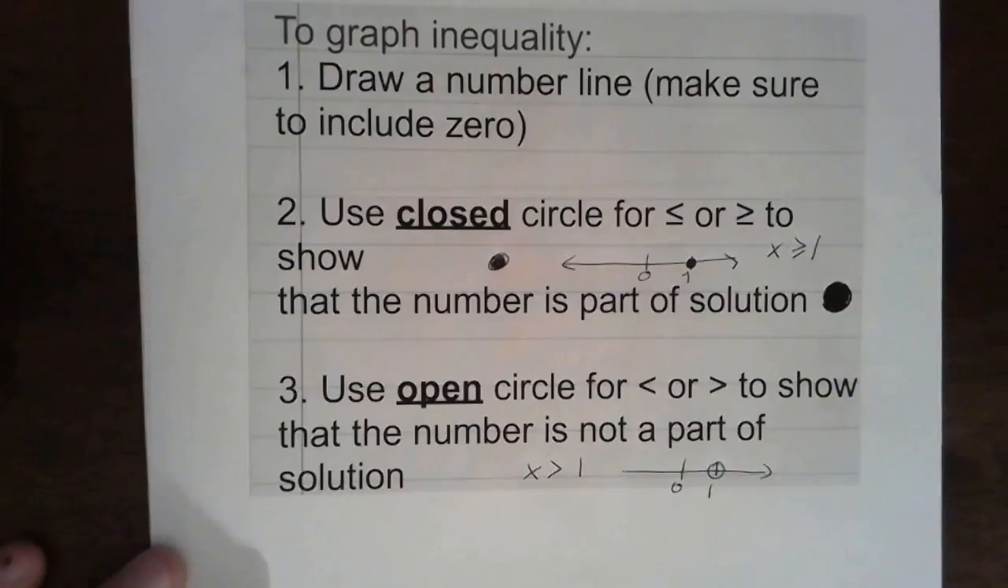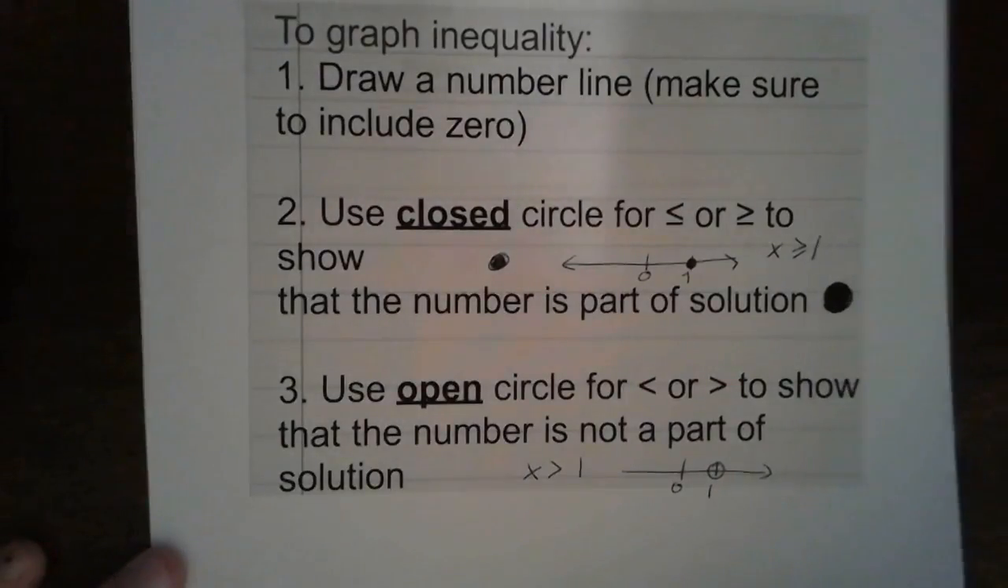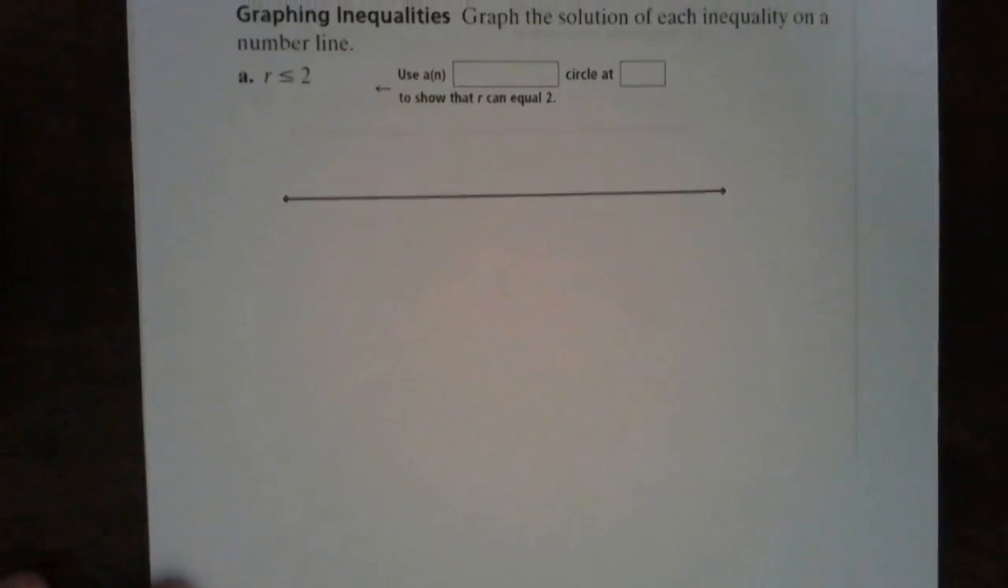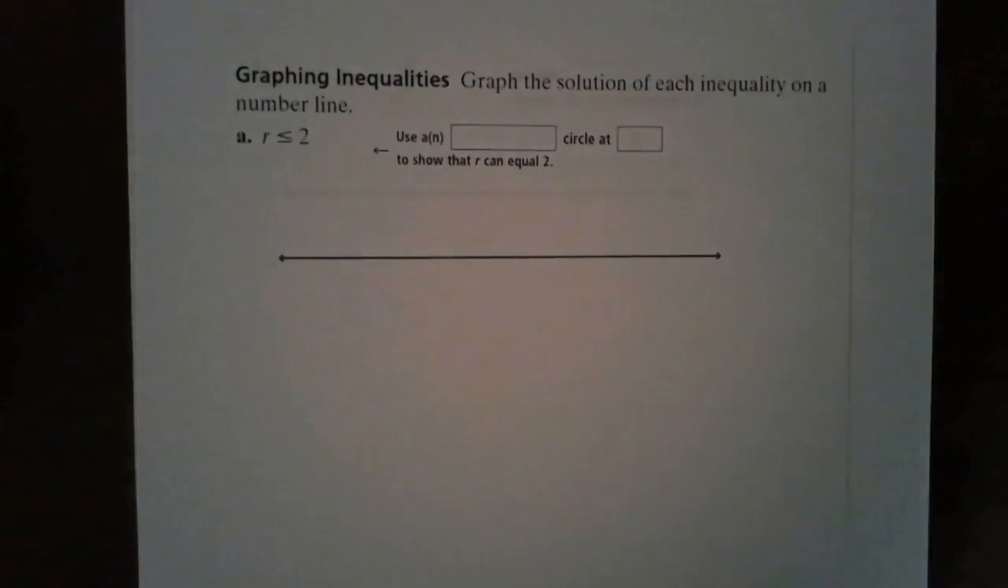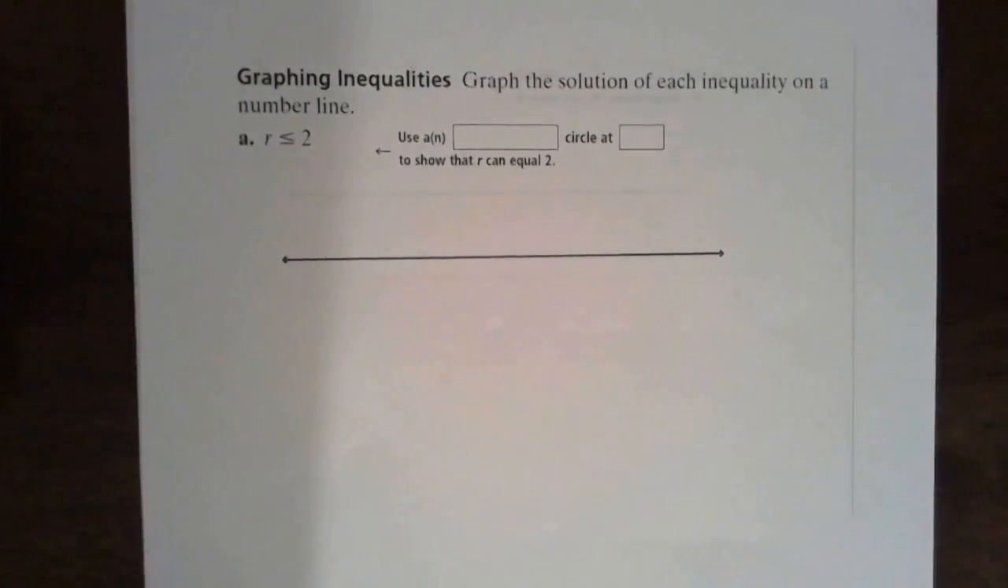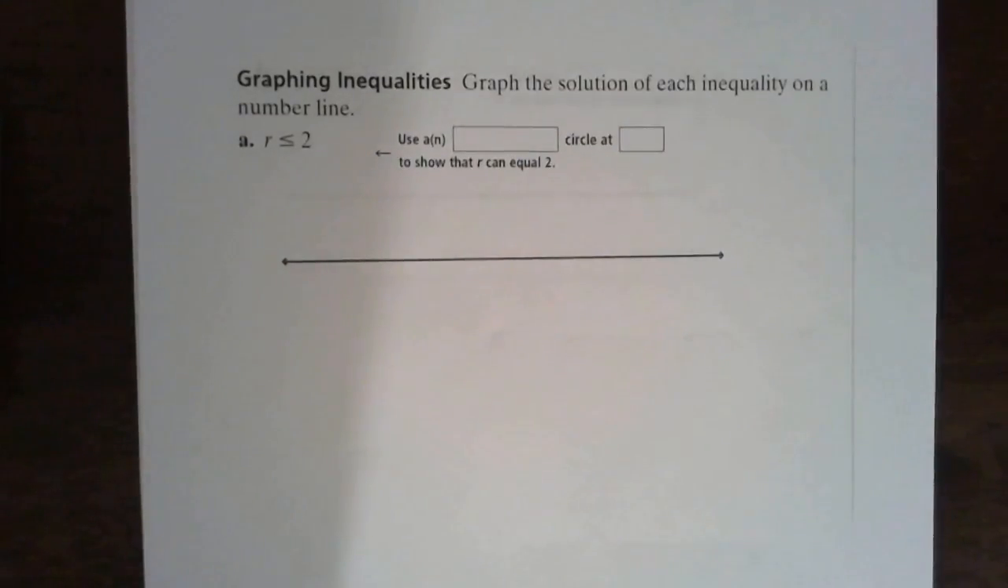Okay, so let's graph some inequalities now. For example here: graph the solutions of each inequality on a number line. When we listed solutions before, we just listed a few numbers, but really there are a lot of numbers which are solutions. So it's hard to list them all. So most of the time when we deal with inequalities, we draw a graph to show all those solutions instead of listing them.